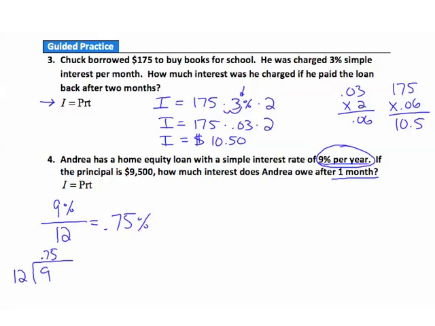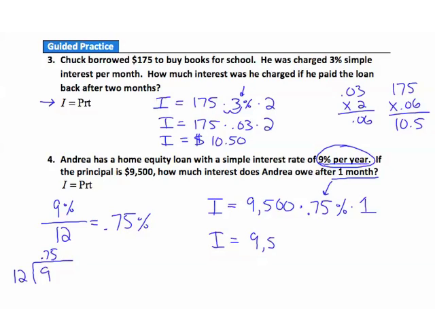Now let's go back and substitute these values into the simple interest formula. The interest we don't know, so we're going to leave that as our variable I. The principal, that's $9,500. The interest rate is 0.75%, and the time here is 1 month. So just like always, we can't do any calculations with percent in our formula, so I need to change that percent to a decimal by moving it 2 places to the left.